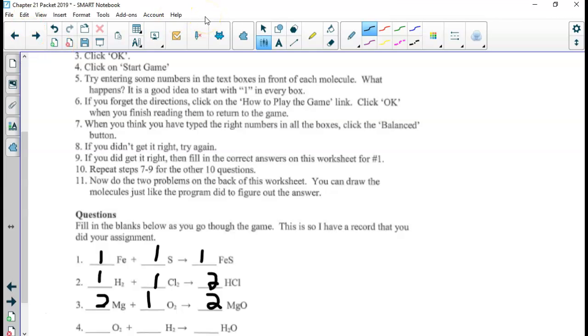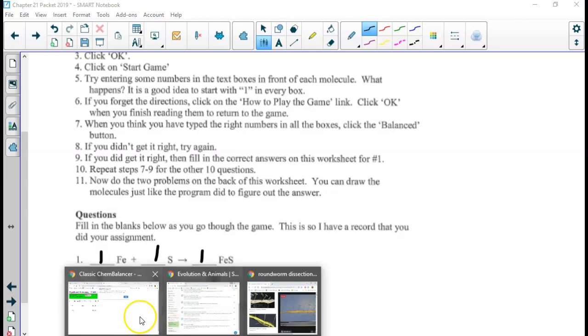So you're going to go through and do this entire worksheet and use the computer program to try it out. No stress, because if you get something wrong, it'll tell you and you have a chance to fix it. So that's awesome. So it's just good practice.